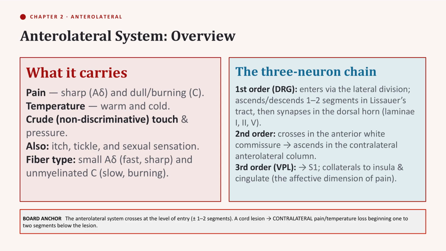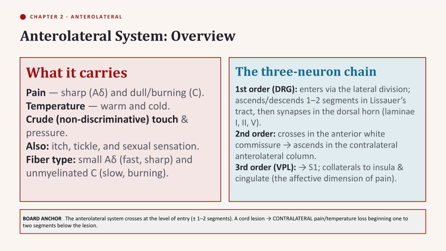On the right, the three-neuron chain. Notice how it differs from the dorsal columns. The first-order neuron enters through the lateral division of the dorsal root and ascends or descends 1 to 2 segments in Lissauer's tract. The second-order neuron is the key difference. It sits in the dorsal horn, and it crosses almost immediately in the anterior white commissure, then ascends in the contralateral anterolateral column. The third-order neuron projects from VPL to S1, and, importantly, collaterals reach the insula and cingulate, which give pain its unpleasant emotional dimension.